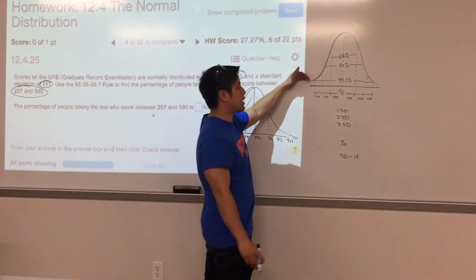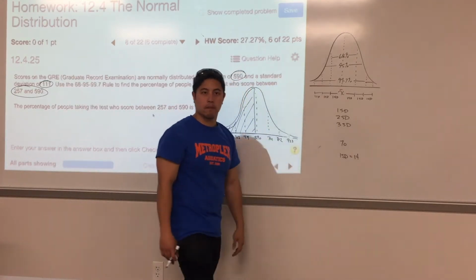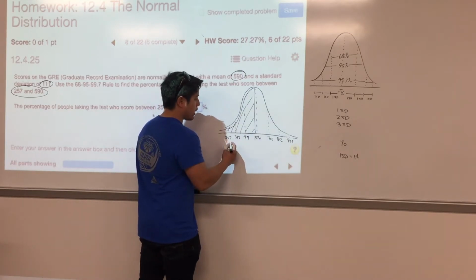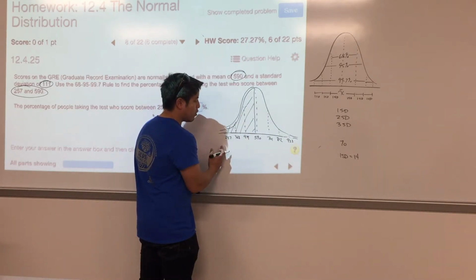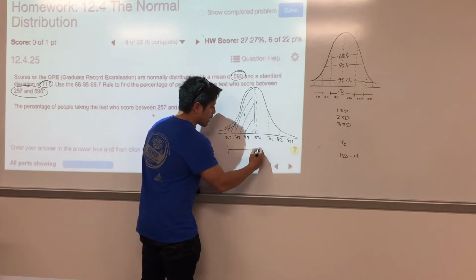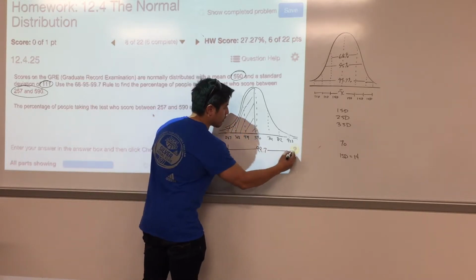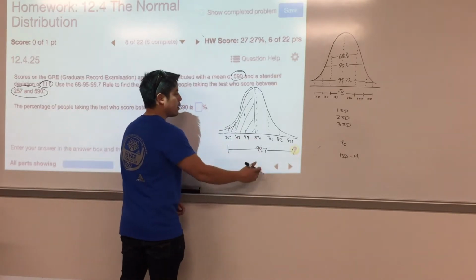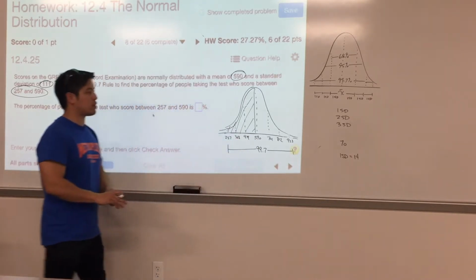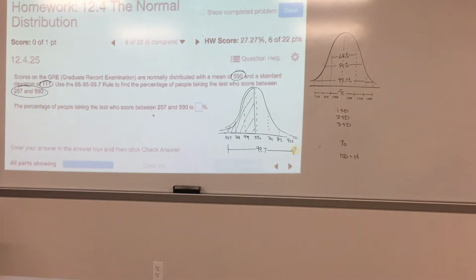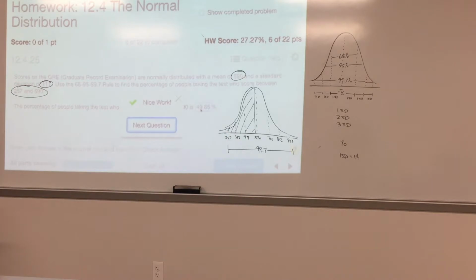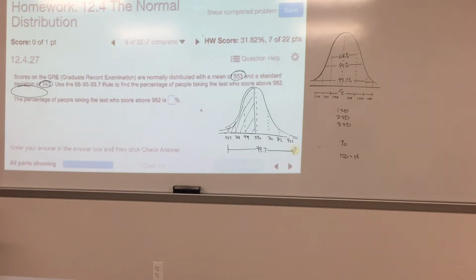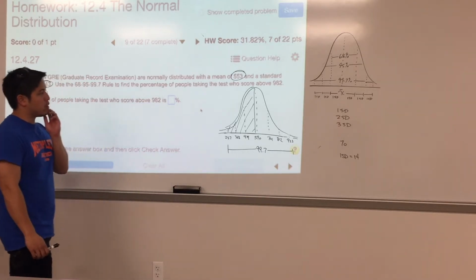Are they asking for half of 99, 95, 68? The 99.7. Because we're 3 standard deviations out, this 3 standard deviations is the 99.7 range, but they only want from 257 to 590, meaning that they only want half of that. What's the answer? 49.85. And some of these numbers will start to look very familiar. It just depends on the situation. Okay? Let's take a look at this next one.